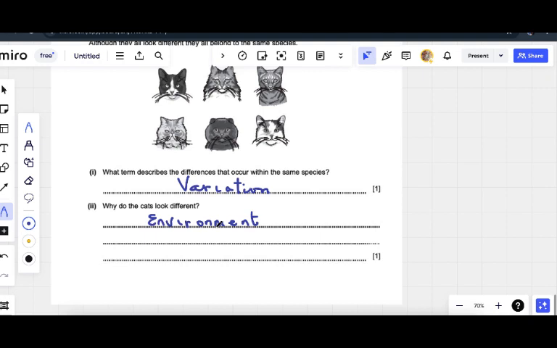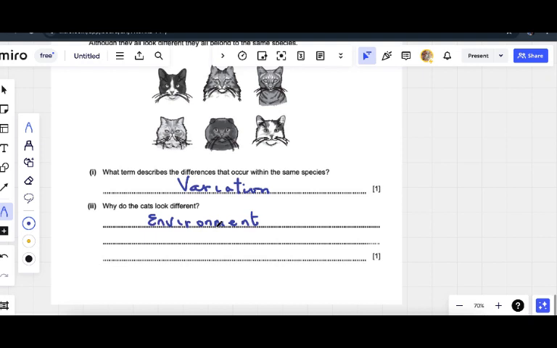So what makes these cats look different? One of it is environment.